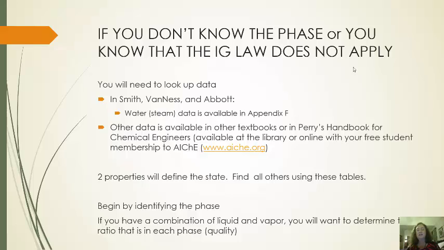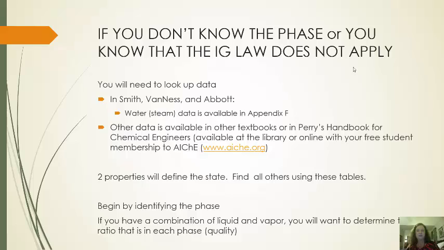So if you go to aiche.org/membership/students, and I've got a link on our course website, then you actually will be able to join this. And then once you do that, one of the resources is this Perry's Handbook that has data for all sorts of chemicals.